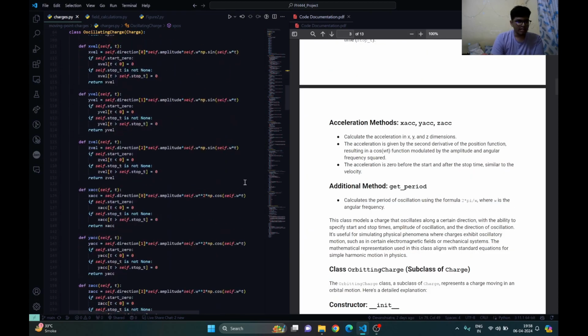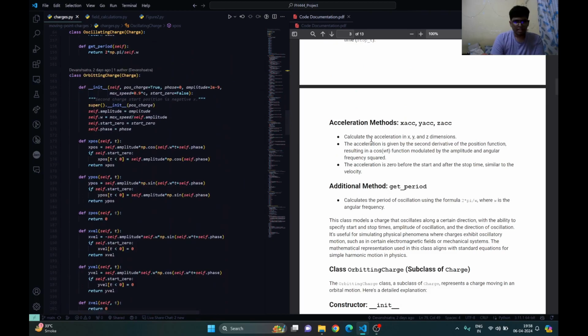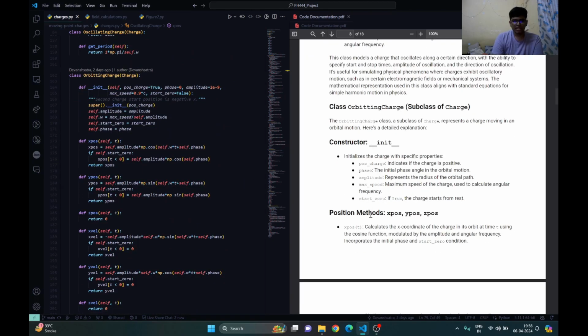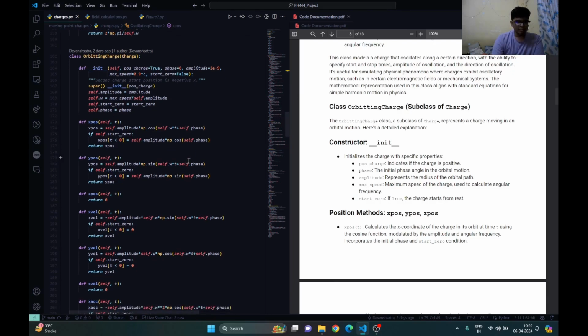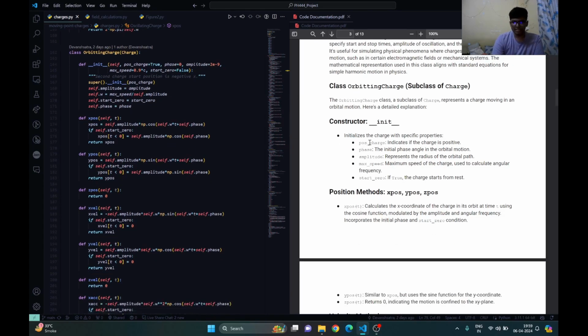The second is orbiting charge. Basically, this means that the charge is moving in a circular path in an orbit that is predefined. Here, the methods are the same: positive charge, amplitude, max speed, start zero. The only change is here, phase. The phase means the regular thing.